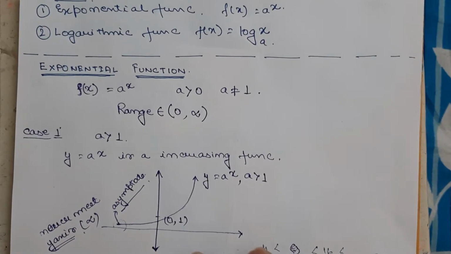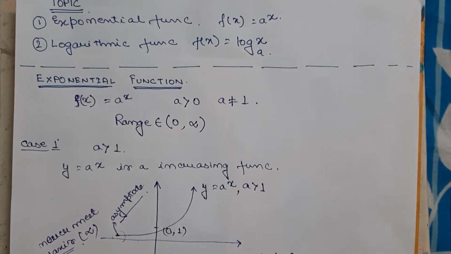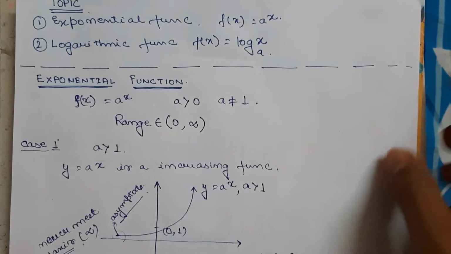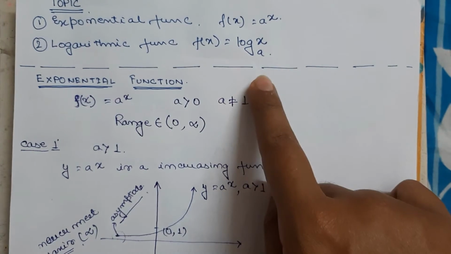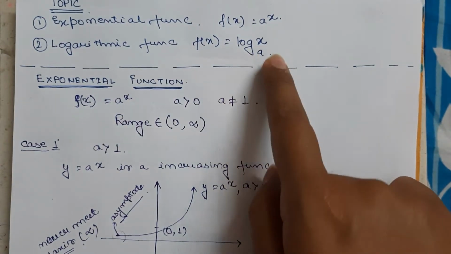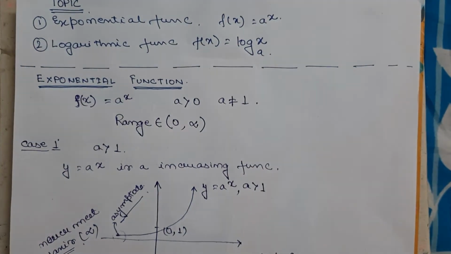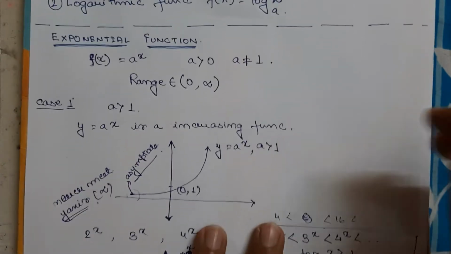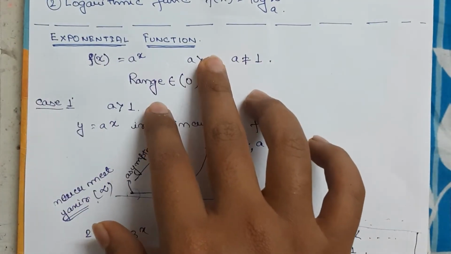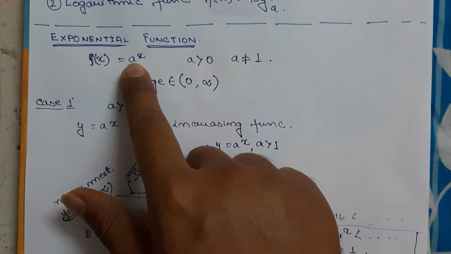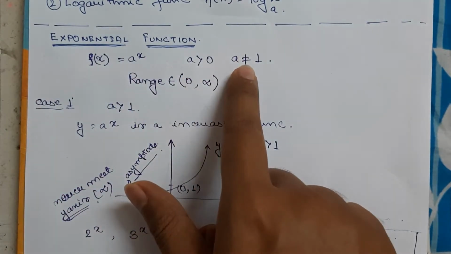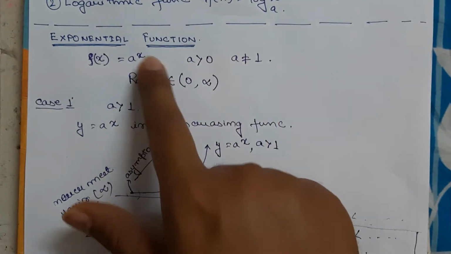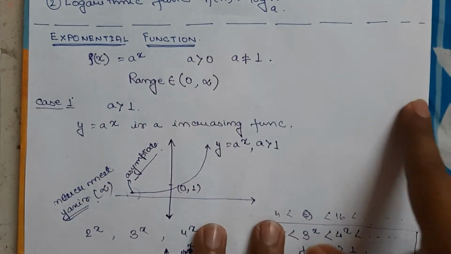Welcome friends. Today we are going to discuss the graph and the properties of the exponential function of x, or a to the power x, and the logarithmic function of x, or log x to the base a. Okay. Now the exponential function of x, or f of x equals a to the power x, where a is greater than 0 and a is not equal to 1. So the range of this function lies between 0 to infinity.